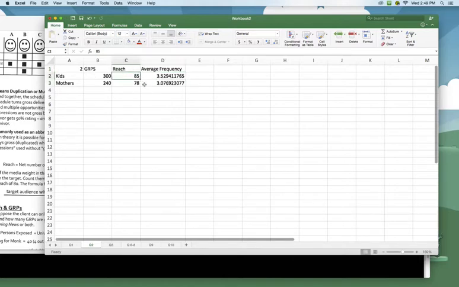So that's one thing I will definitely make sure that we're aware of as we're going through these problems. So the average frequency in this case plays very similarly for kids and mothers alike. So that's number 2.